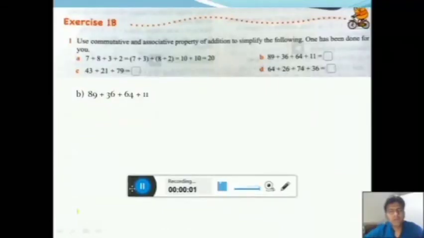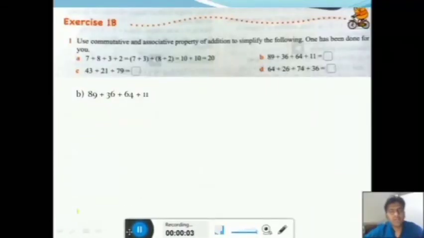So student, in the previous video we discussed the properties of addition of integers and the properties of subtraction of integers, and there we discussed the commutative property and the associative property. So we are going to start Exercise 1B. First question: use the commutative property and associative property of addition to simplify the following.